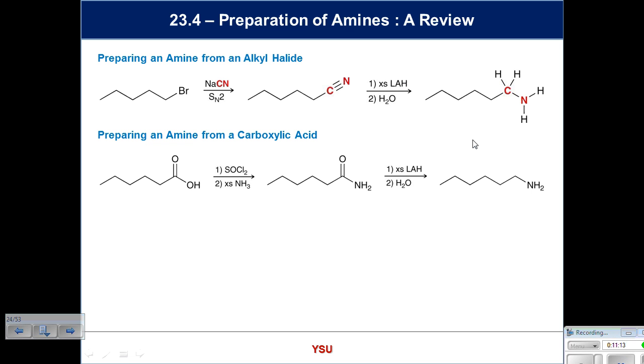You can see here, start out with a carboxylic acid, mix it with SOCl2, react it with an amine, you get an amide. That should be in there by now.